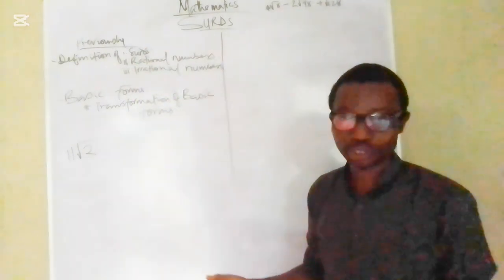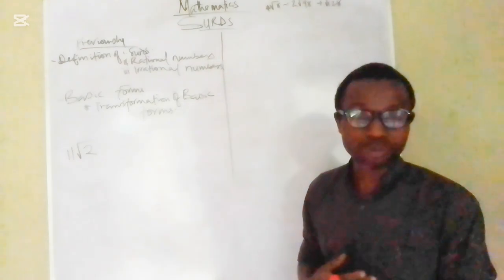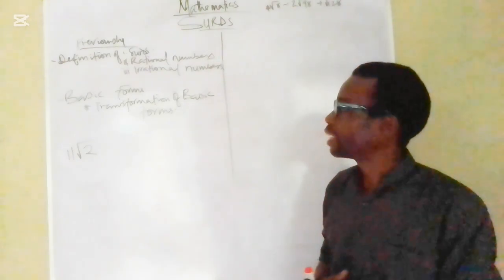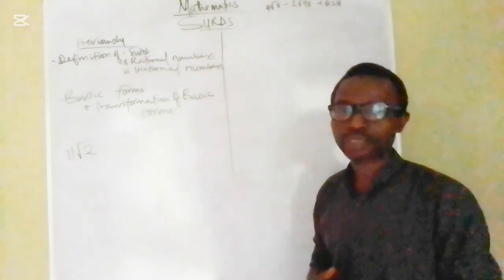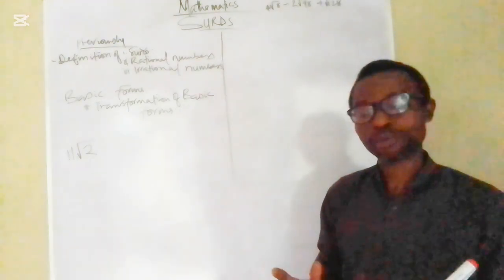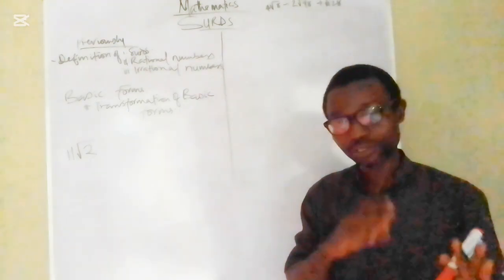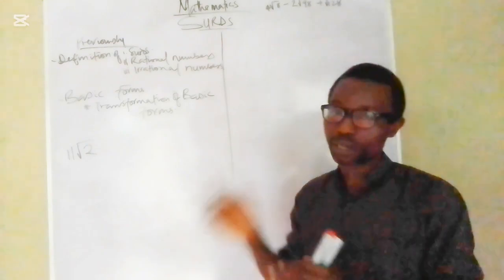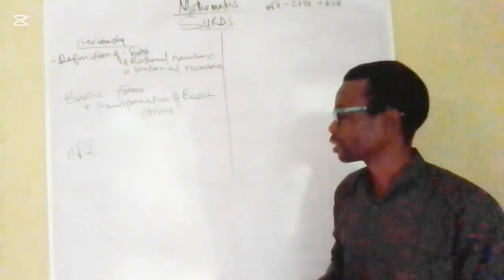Now we already started Surds and we looked at distance. Previously we looked at the definition of surds, irrational numbers, and basic forms. In the last class we looked at transformation of basic forms. In other words, you can transform from basic surds to another form and back to basic surds.